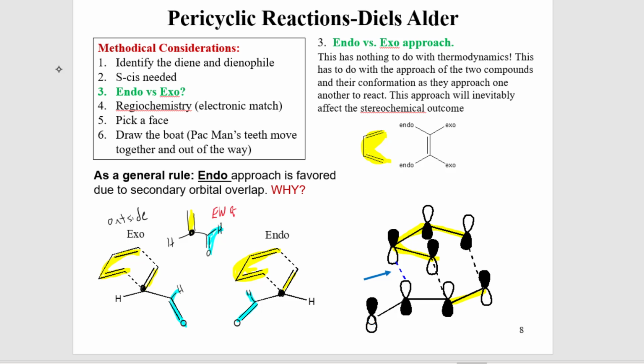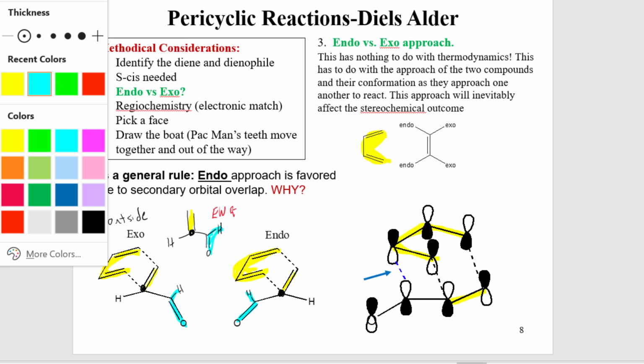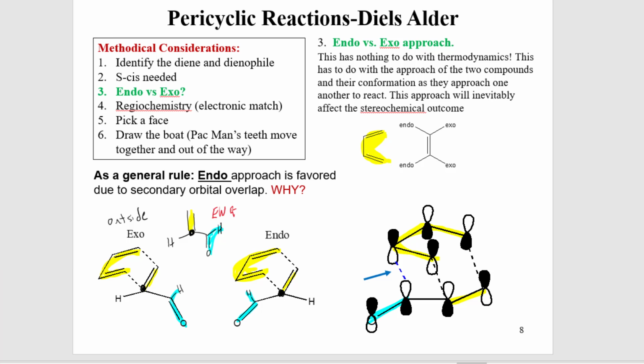Here's your dienophile. I'm representing the aldehyde as its own p orbital system right over here. And what you'll notice is that there's this secondary orbital effect going on. It's not a bond, it's just an interaction. It's like when I get all upset about hydrogen bonding not really being a bond, but more of an interaction. That's exactly what secondary orbital overlap is.